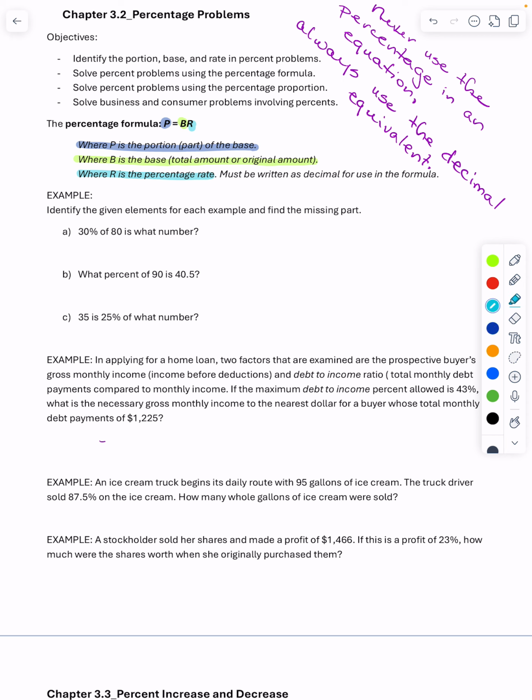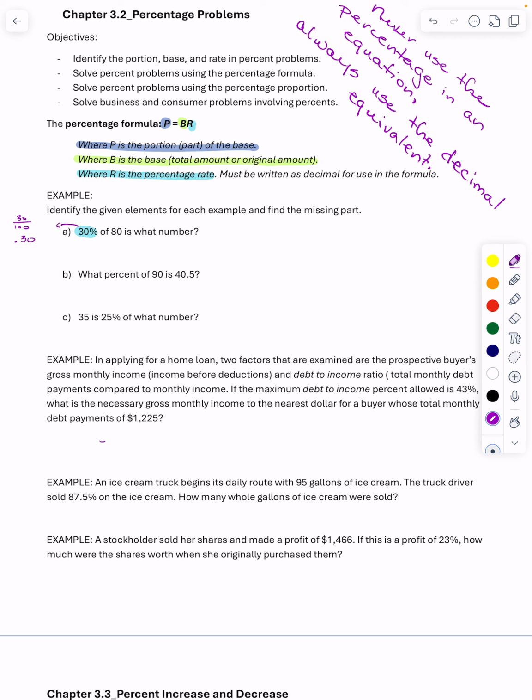To start, in example A, 30% of 80 is what number? So 30% has that percent attached. That's obviously our percentage rate. Keep in mind we are going to convert that to the decimal by taking 30 and dividing by 100, writing that as 0.30 before we use it in any kind of equation.